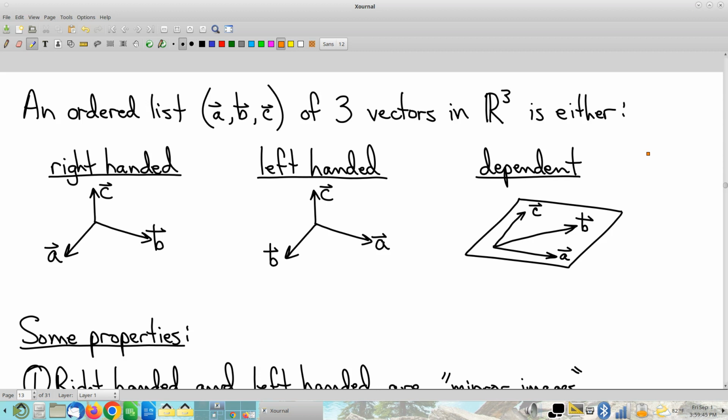What if they're not perpendicular or dependent, somewhere in between? Like, what if one more time?